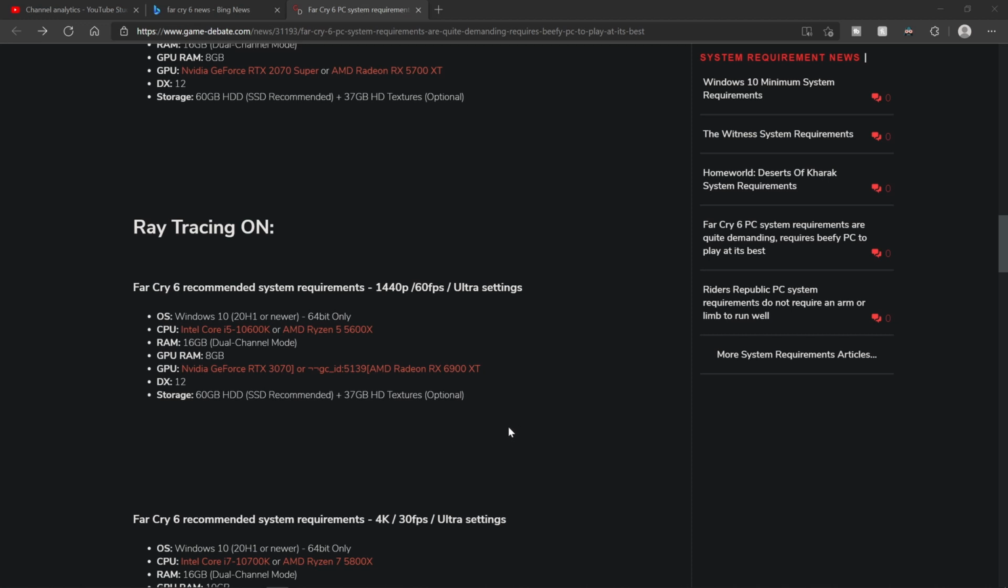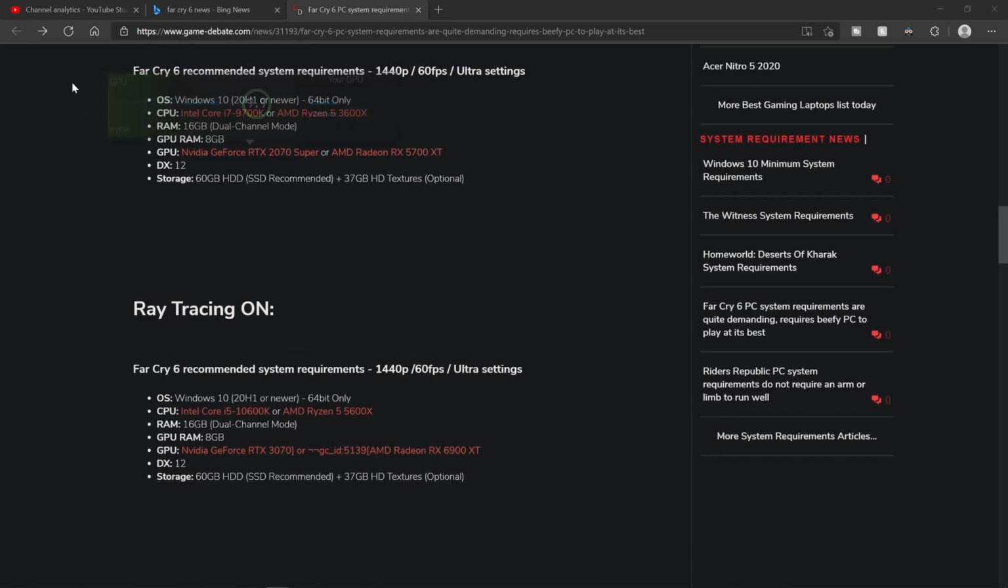So for the CPU category, we have an i5 10600K and an AMD Ryzen 5 5600X. And you might be wondering, why are we downgrading from an i7 to an i5? Well, that is because this i5 is one of the best i5s you can get. It's a 10600K, meaning it has 6 cores, 12 threads, and can be overclocked to close to 5 gigahertz. So it's a very strong CPU.